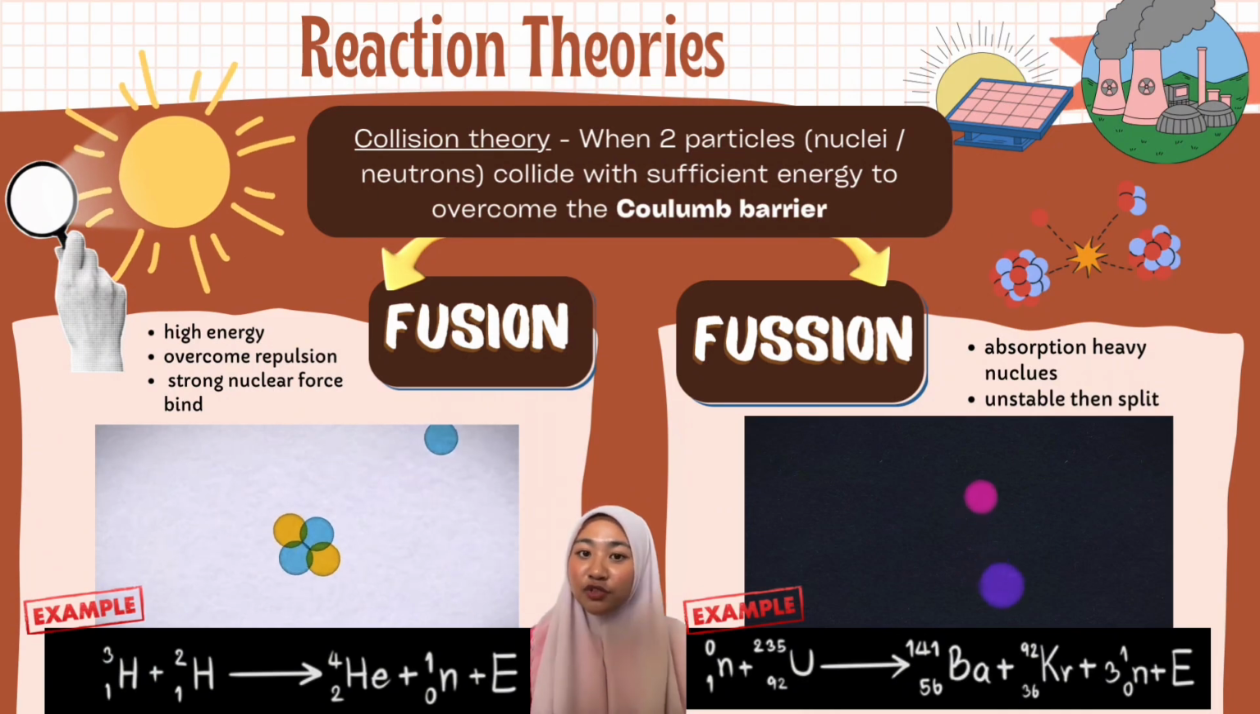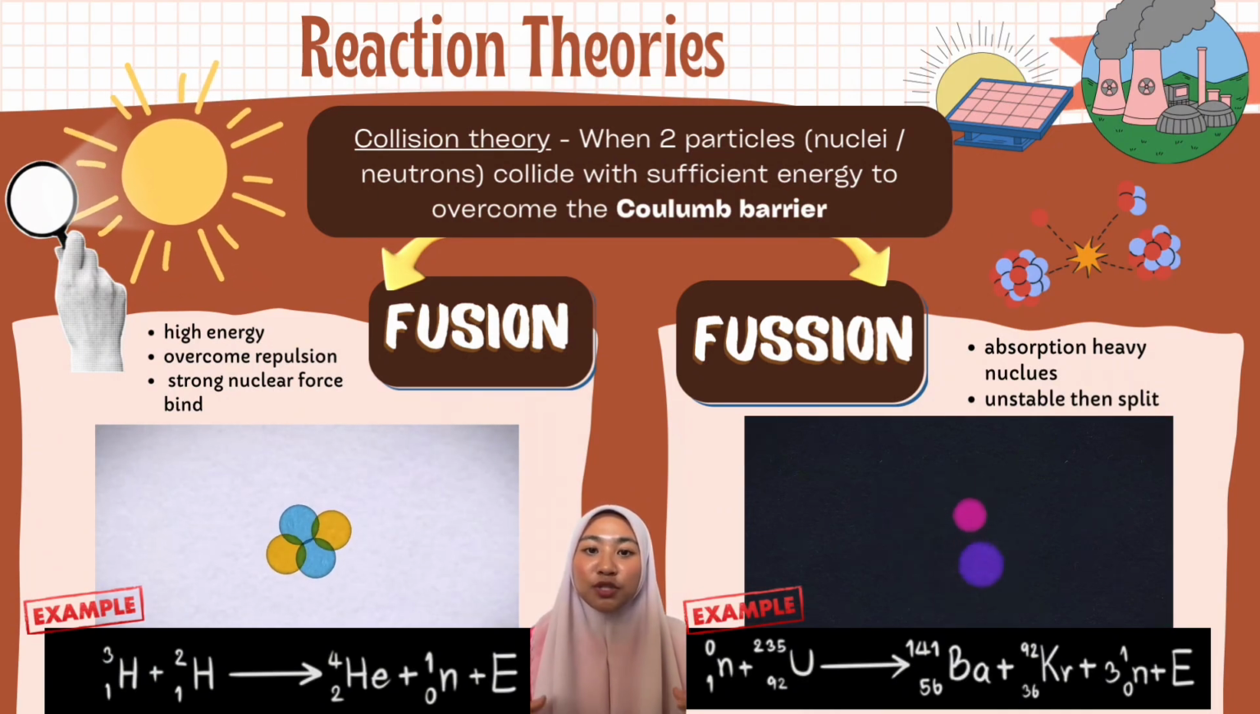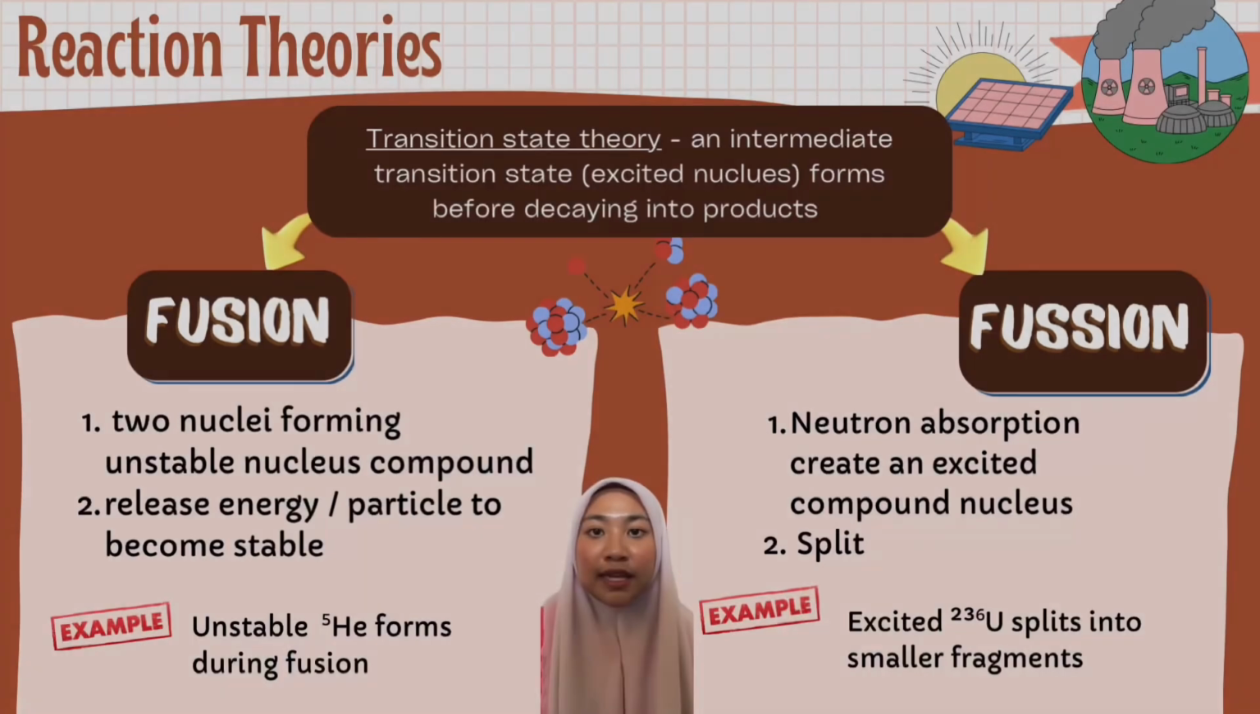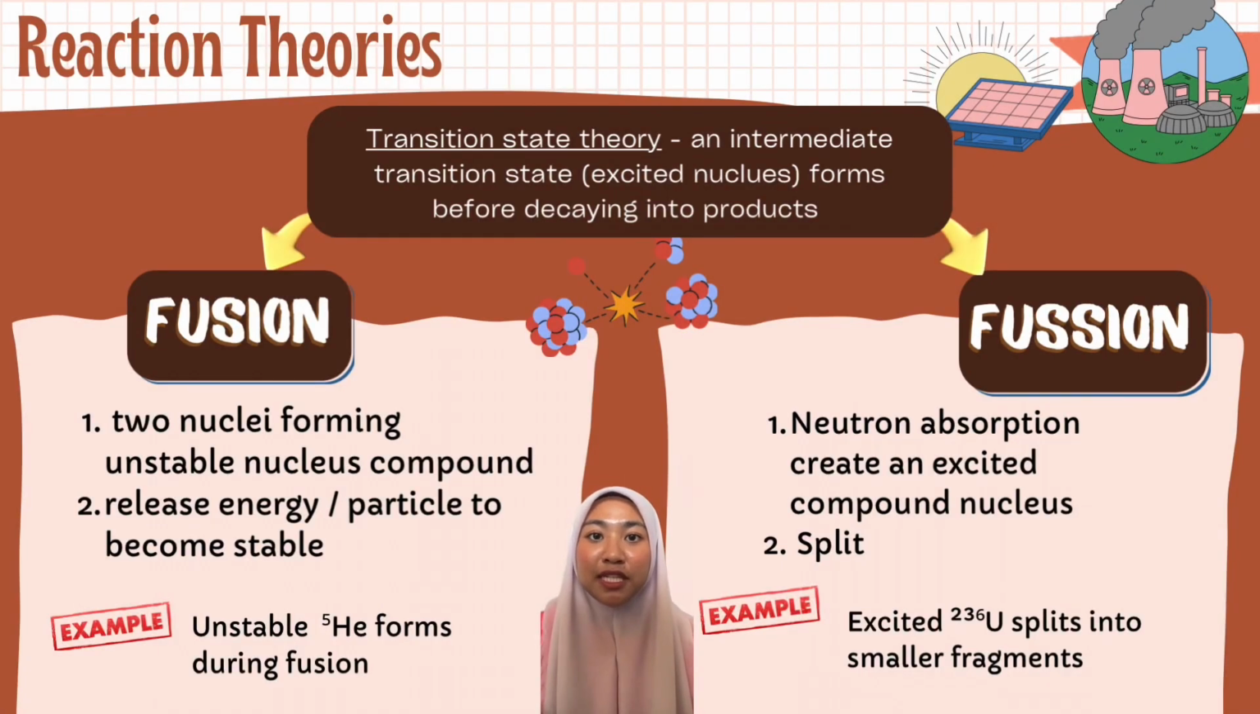On the other hand, fission happens when the absorption of a neutron collides with heavy nuclei, causing them to split into smaller fragments. Next is the transition state theory. That means an intermediate transition state forms before decay into product.